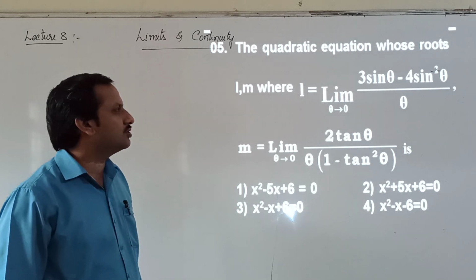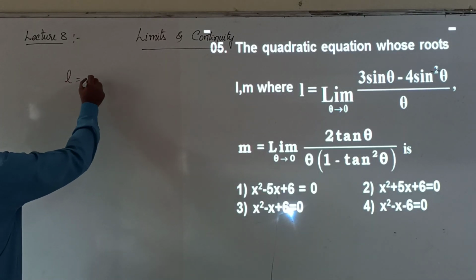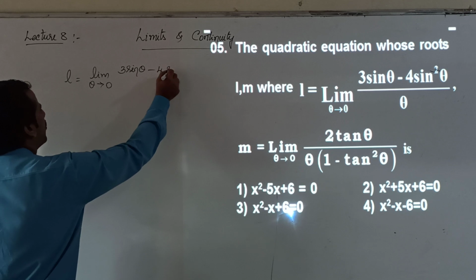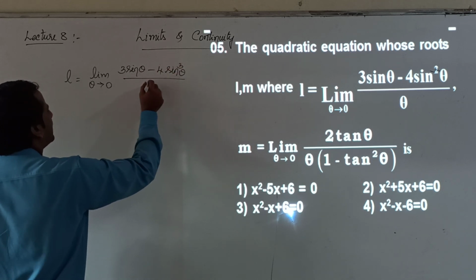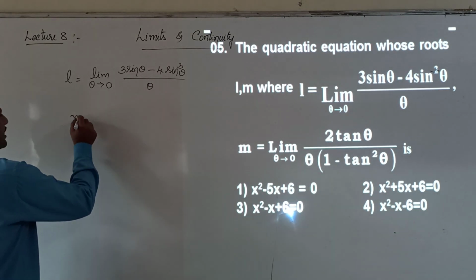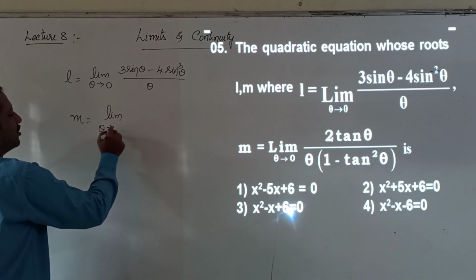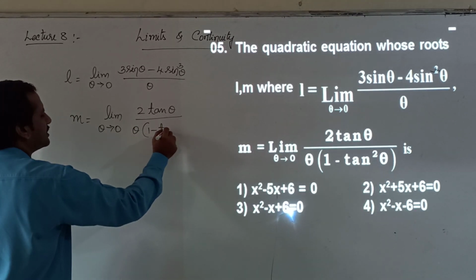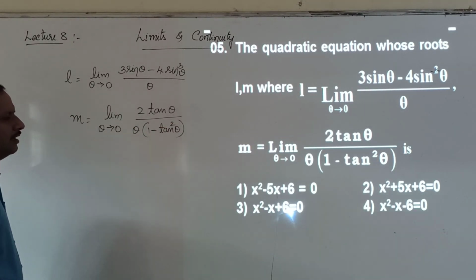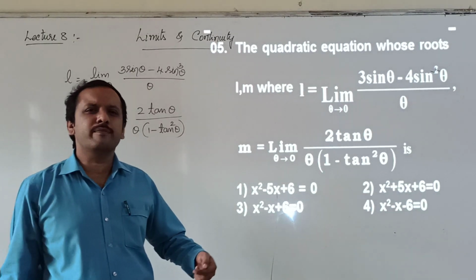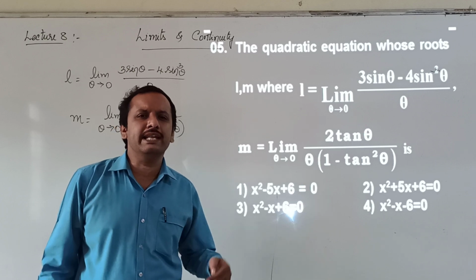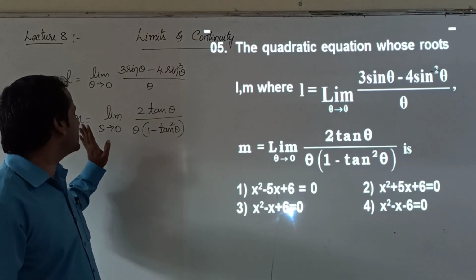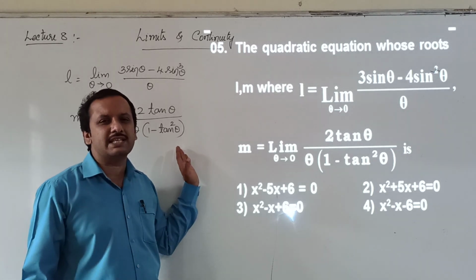L is equal to limit theta tends to 0, 3 sin theta minus 4 sin cube theta divided by theta. This is L. And M is limit theta tends to 0, 2 tan theta divided by theta into 1 minus tan square theta. We are asked to form a quadratic equation whose roots are L and M, where L is limit theta tends to 0, 3 sin theta minus 4 sin cube theta by theta, and M is limit theta tends to 0, 2 tan theta by theta into 1 minus tan square theta.